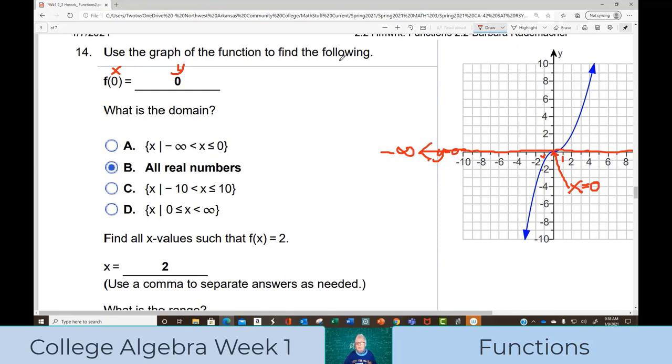So since this graph goes to the left forever and the right forever, I can safely say the domain is all real numbers. But what that means is the entire x-axis, which can also be written as negative infinity to positive infinity. There are different ways to write these things.